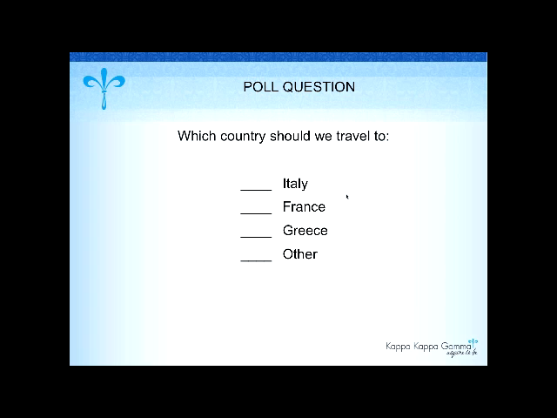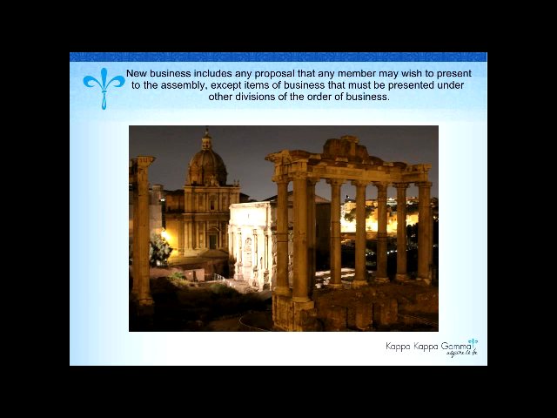61%. 68%. 71%, 74%. Julie, here are our results as of right now: 42% say Italy, 4% say France, 29% Greece, 25% say other, and it's 77% of the vote in, and I'm going to close the poll. All right. Okay, 25% other. Interesting.